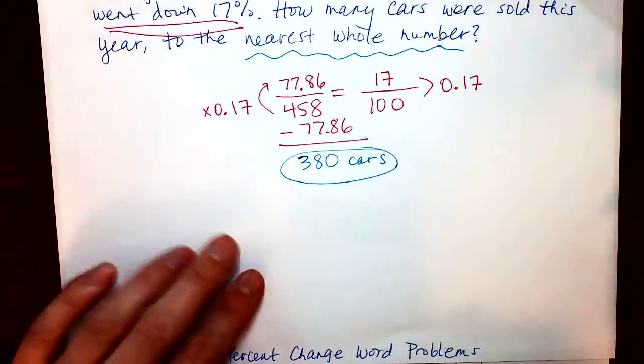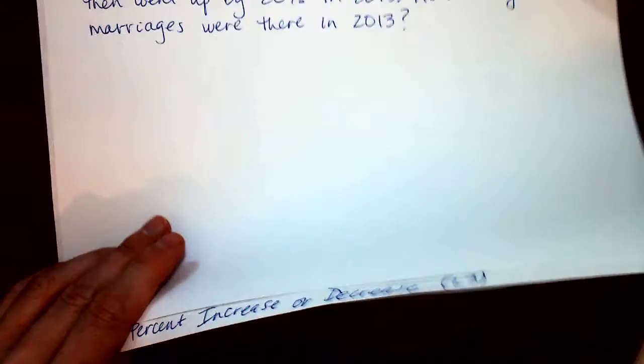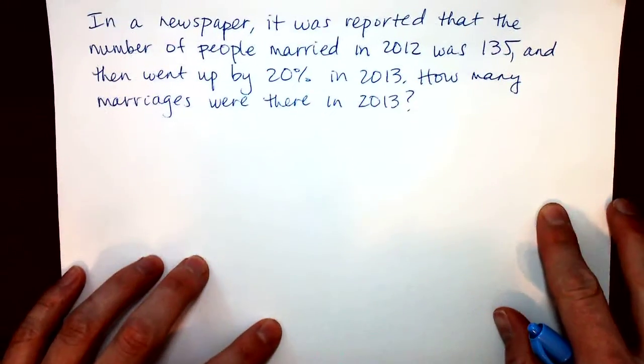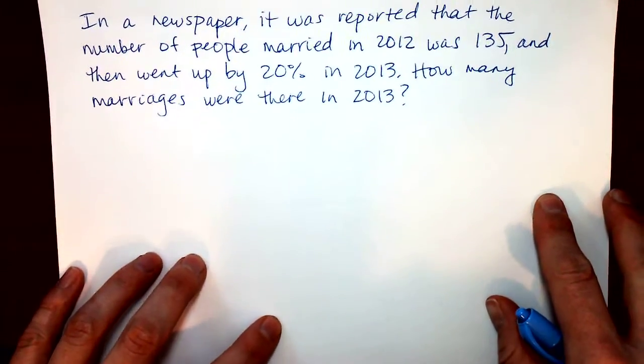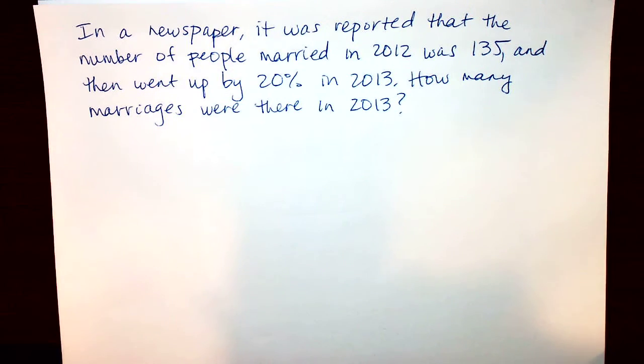And then the last type of problem is going to be like, oh, I didn't write it at the bottom here. It's the percent change word problems. In a newspaper, it was reported that the number of people married in 2012 was 135 people, and then it went up by 20% in 2013. How many marriages were there in 2013?